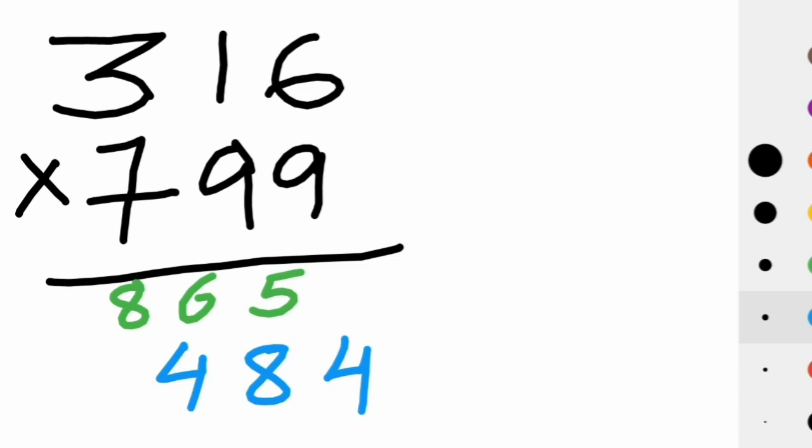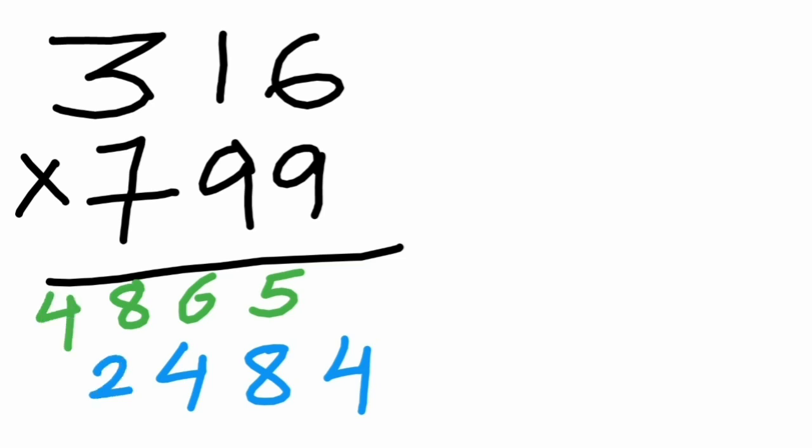Then 9 3s are 27. Add 7, then carried 8. We will add 34 to 8, which will be 42. 2 we will write here and then 4 will be carried. Then 7 3s are 21. 21 plus 4 will be 25, and this is your answer.